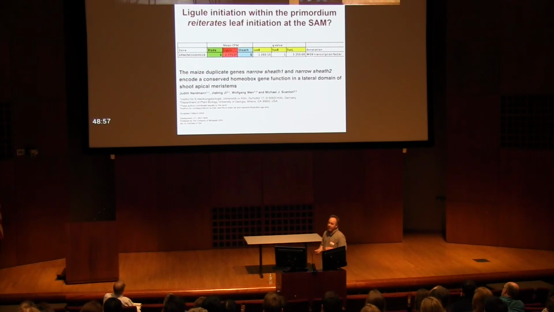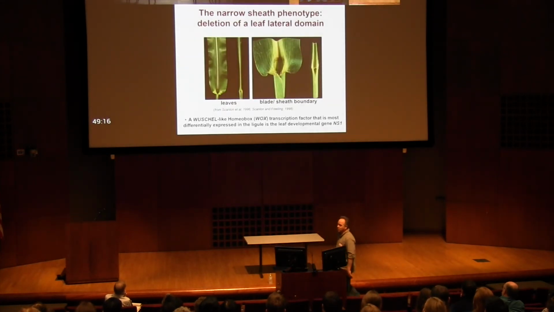This is a big surprise to me. Robin showed me this data and said there's a WOX transcription factor that's the most differentially expressed transcription factor in the ligule. And it's caught my eye because I've been working on a pair of WOX genes for the last 20 years, narrow-sheath 1 and narrow-sheath 2. I asked her, is this narrow-sheath? And actually it is. And I was totally surprised because we described this as a gene which functions in the shoot meristem to specify a leaf domain.